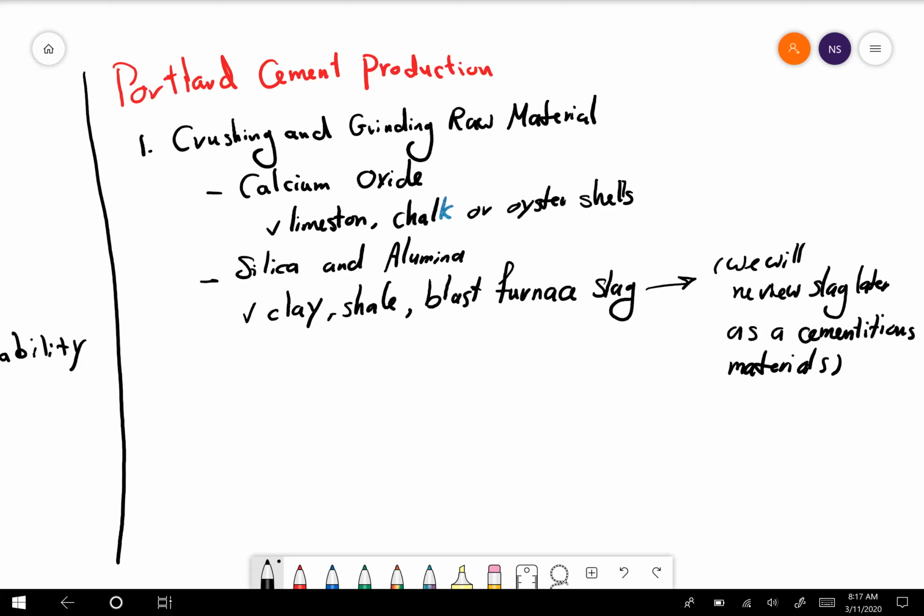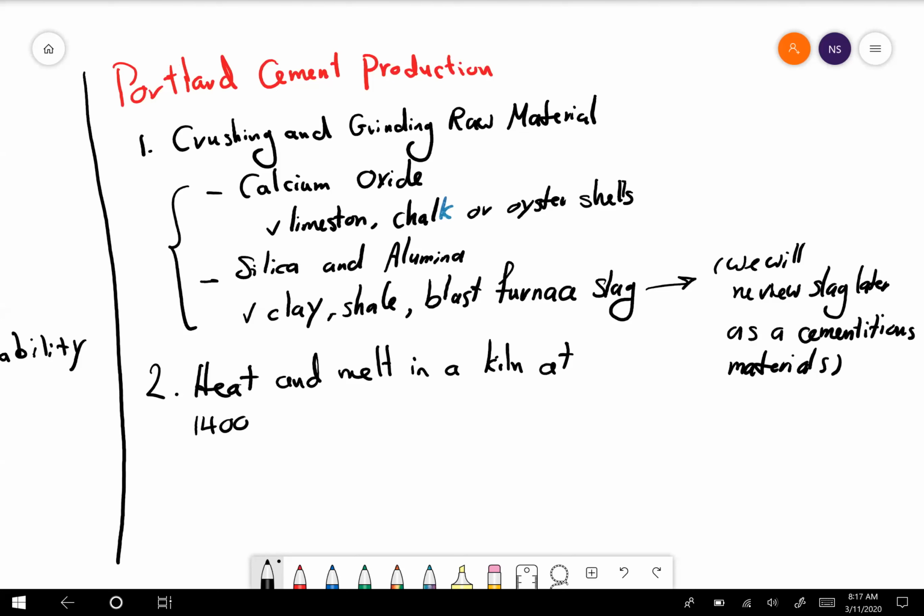So once we have these two types of materials, we can go ahead and heat them and melt them in a kiln, at a very high temperature of 1400 to 1650 degrees Celsius, which is around 2500 to 3000 Fahrenheit.